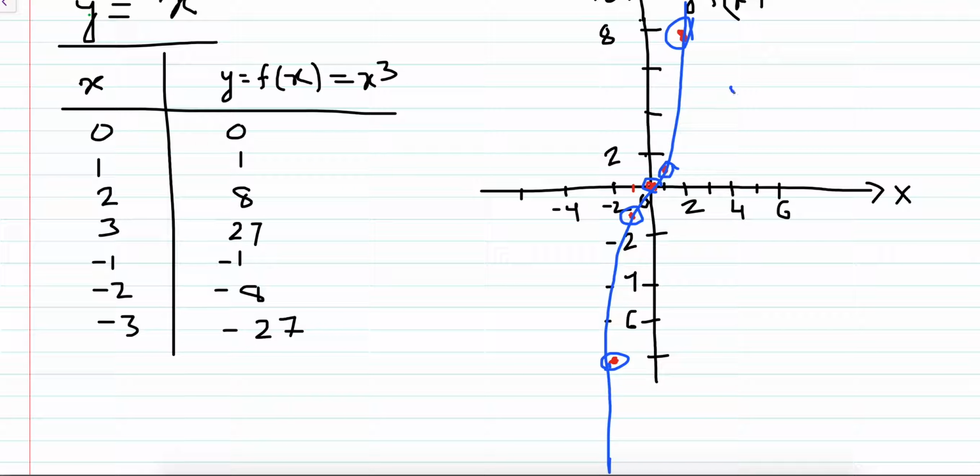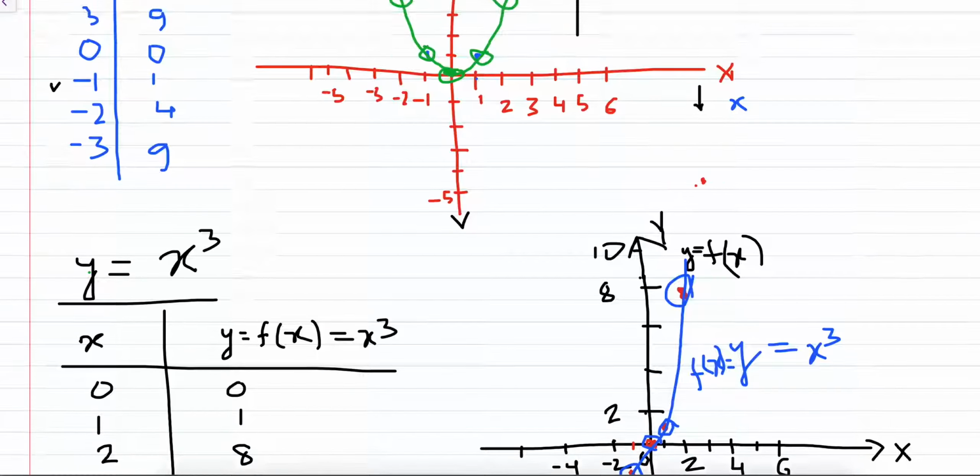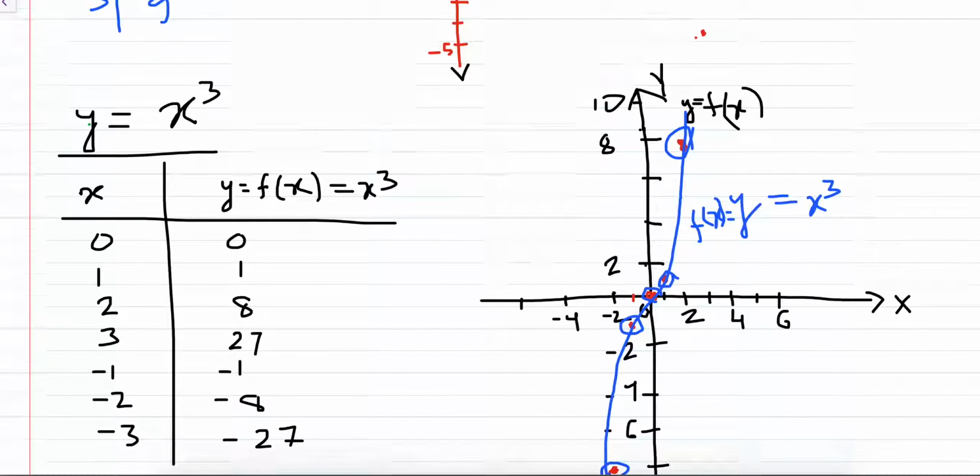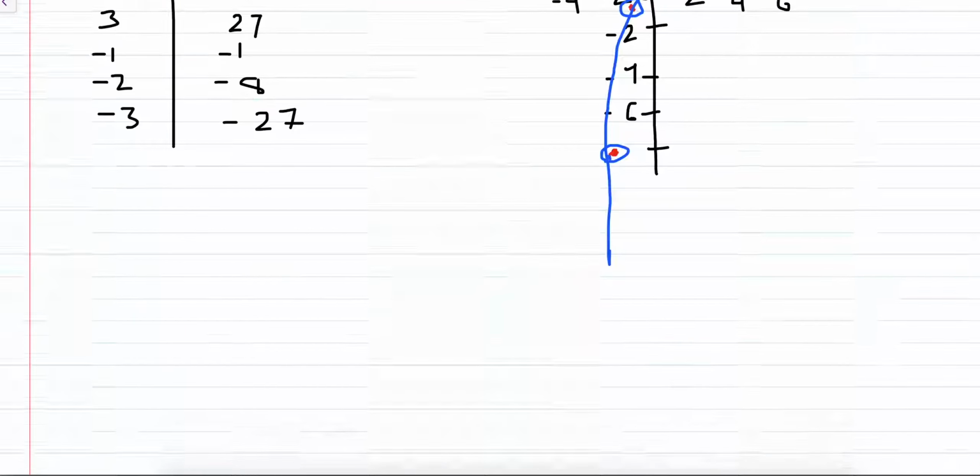So this is the graph of y equal to x cube, and this y is same as f(x). So this was the graph of x square, y equal to x square, and this is the graph of y equal to x cube.